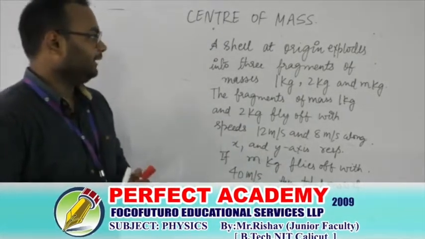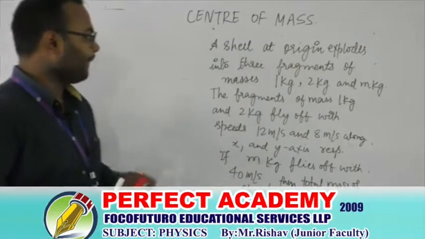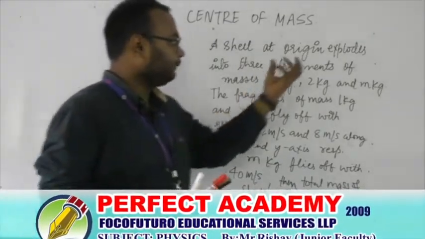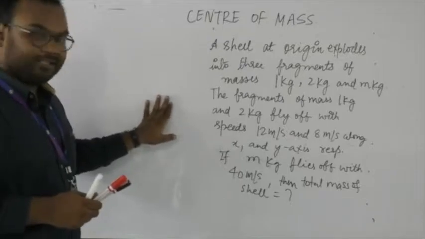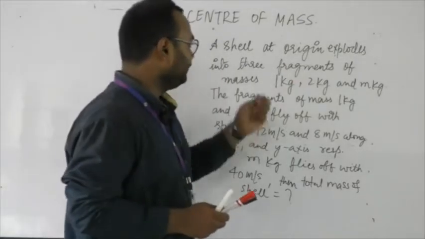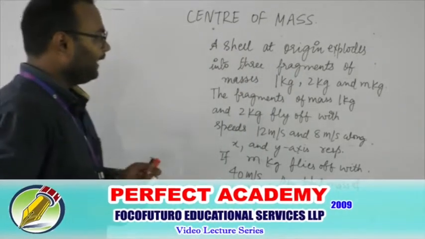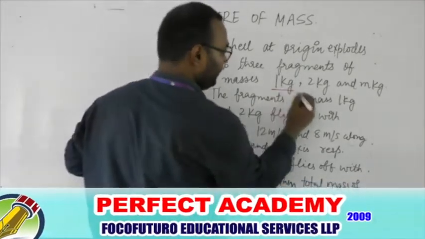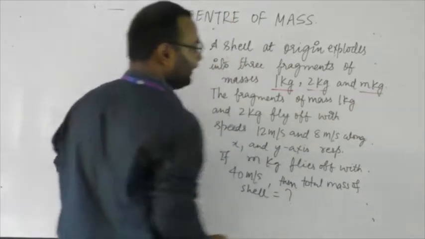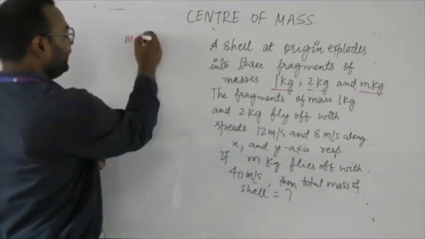Okay, now this is the question in front of you that we discussed about the momentum conservation and center of mass motion along the same line. A shell at origin explodes into three fragments of masses 1 kg, 2 kg and m kg. That means m here is unknown.